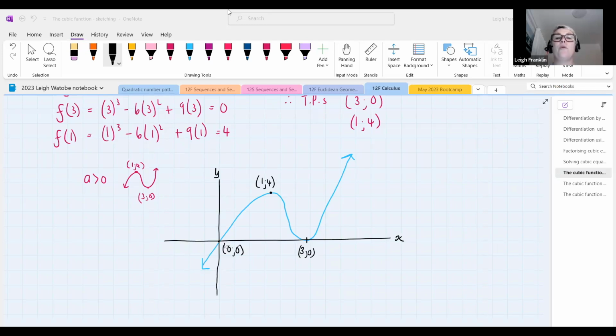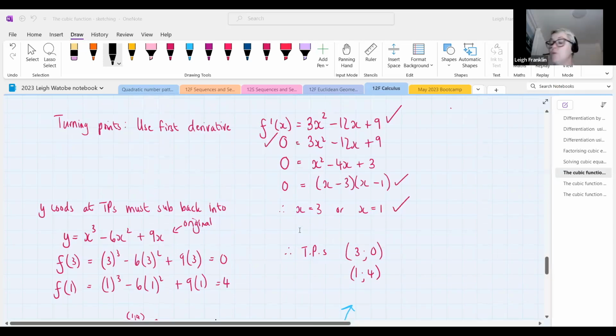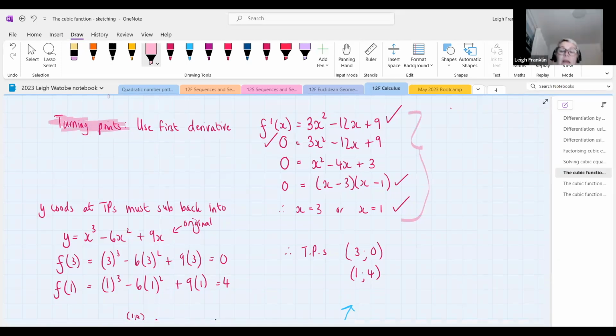All right, no problem. Okay, so in the chat, Khomotso, you were asking how do we get the turning point? So that was what this was all about, over here, where I was talking about the turning points. You have to use the first derivative. All of this over here was me explaining how you get the coordinates at the turning points. Then over here, this was me explaining how you get the y coordinate at the turning point.